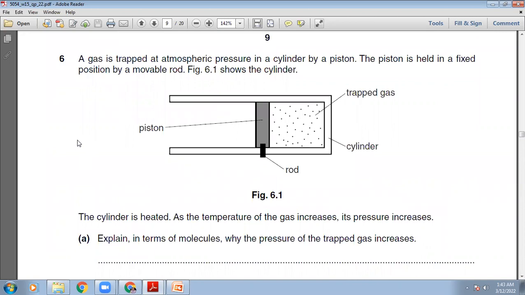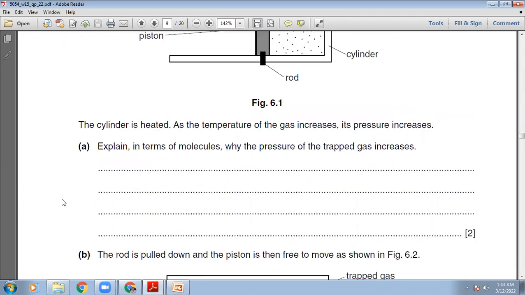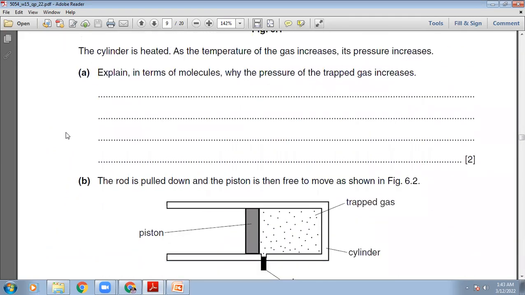It says a gas is trapped at atmospheric pressure in a cylinder by a piston. The piston is held in a fixed position by a movable rod. Figure 6.1 shows the rod. So here this rod is stopping the piston from moving. The cylinder is heated. As the temperature of the gas increases, its pressure increases. Explain in terms of molecules why the pressure of the trapped gas increases.